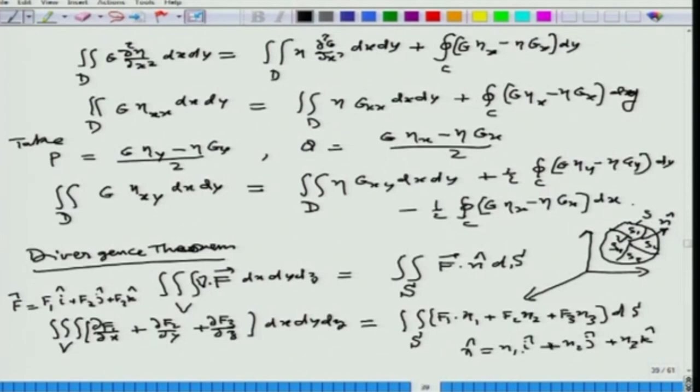This is the unit normal, so those are defined, the direction cosines of the normal. So, how do we see this theorem? Here we will show component-wise that the integral of ∂f1/∂x is the integral of f1 n1 dS, and so on. Let us do it for the last term.